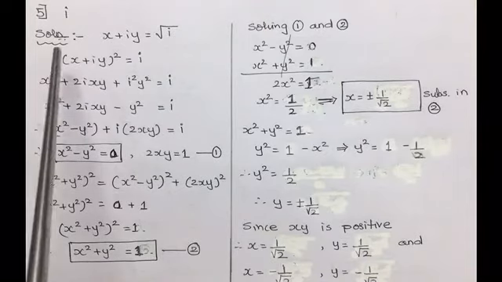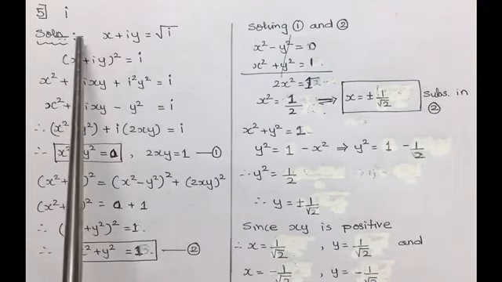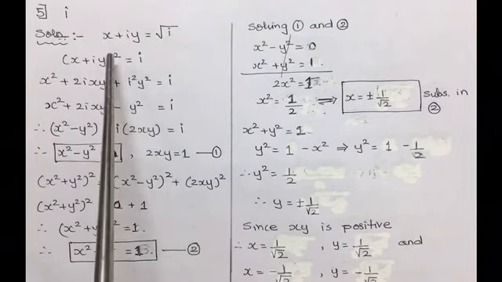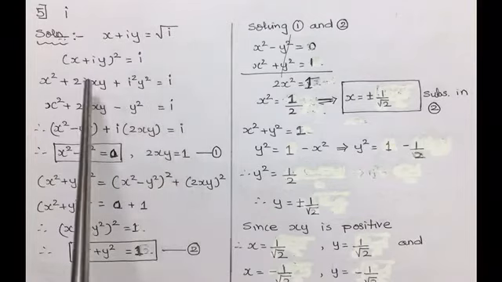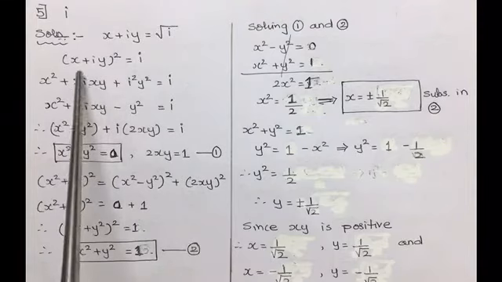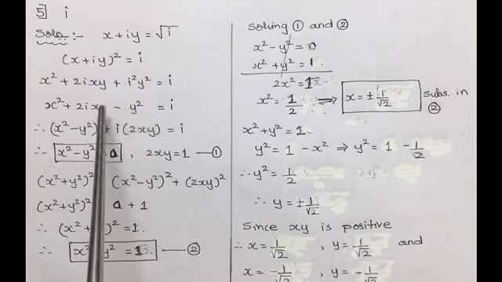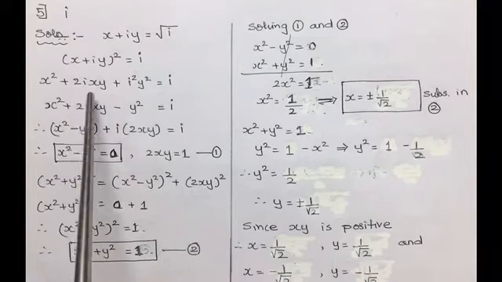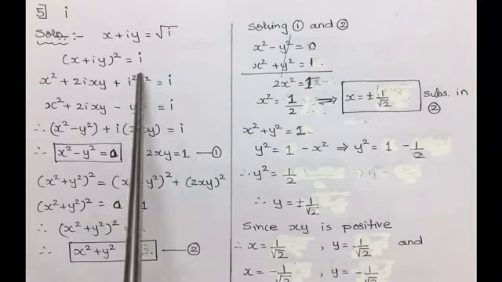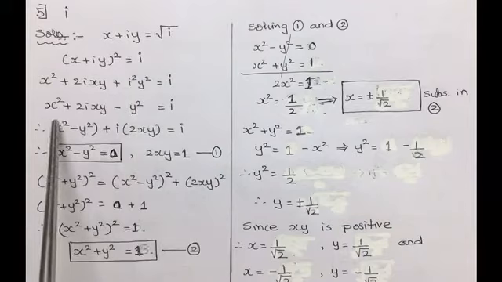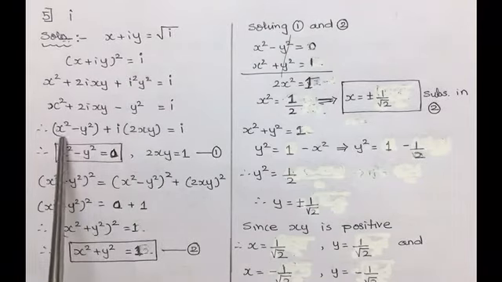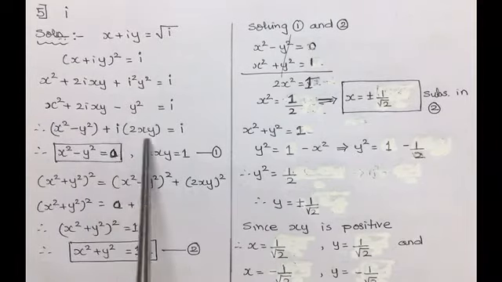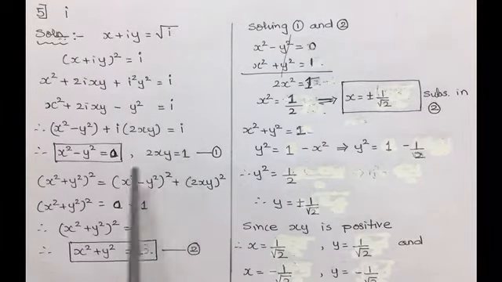Question number 5. Calculating the square root of i. We will take x plus iy is equal to root of i. Now removing this root, the other side will become square. So x plus iy whole square is equal to i. Using the perfect square formula, keeping the value of i square as minus 1 and collecting the reals, we get x square minus y square plus i 2xy equal to i.